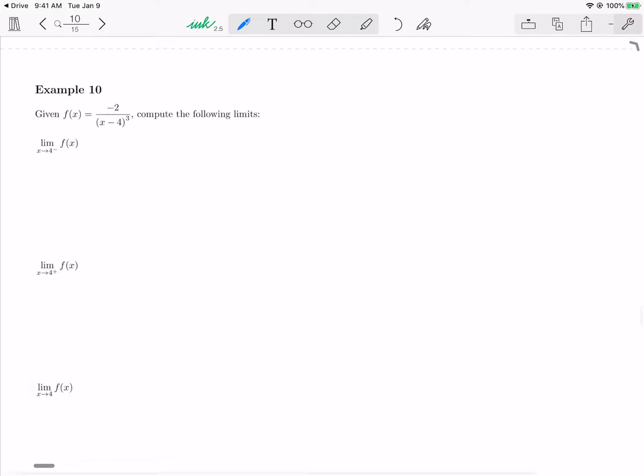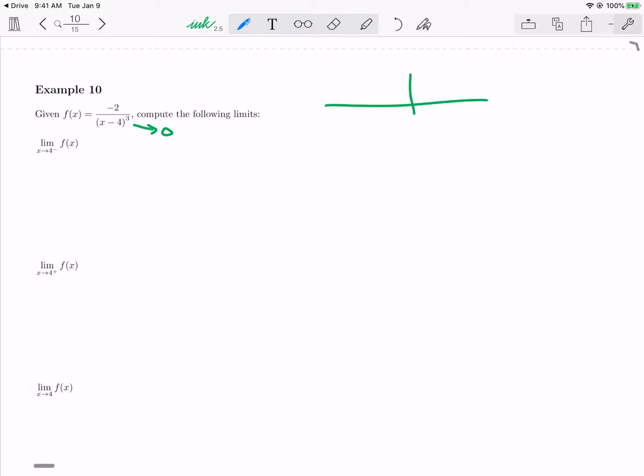Alright, so now I want to look at the limit as x goes to 4 from the left, right, and then the two-sided limit for this problem. This is one of those really common ones that you're going to see because the bottom is going to evaluate to 0. So this isn't a 0 over 0 situation that can result in anything. Usually what's going to happen here is I'm going to go to positive or negative infinity as I come from the left and the right.